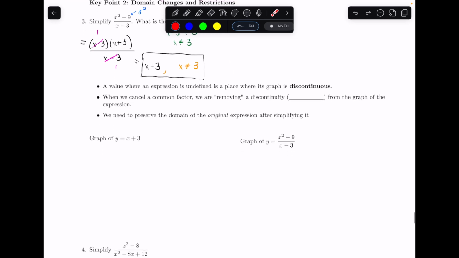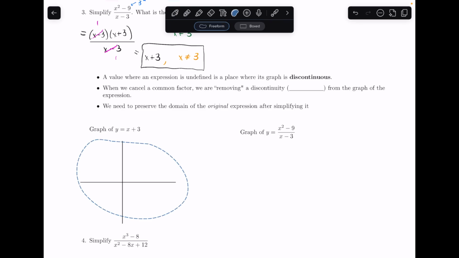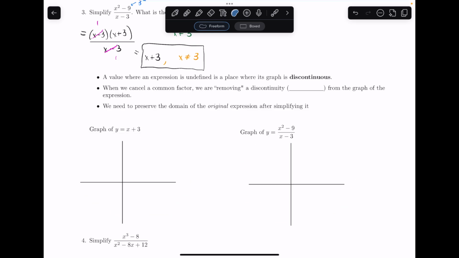Okay, so, well, what does the graph of this look like? Let's first just look at y equals x plus 3. So I'm going to draw some axes. So I'm just going to get myself ready. I'm going to draw 2 sets of axes, one for this, and then one for the original thing, x squared minus 9 over x minus 3. So I see that this is just a line. Like the y-intercept is 3.